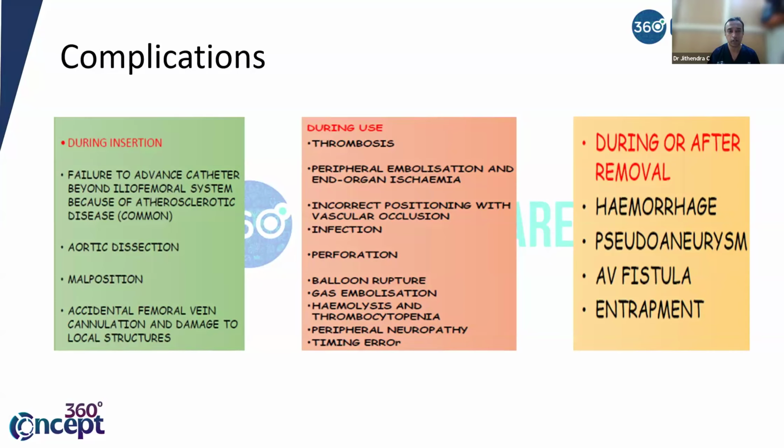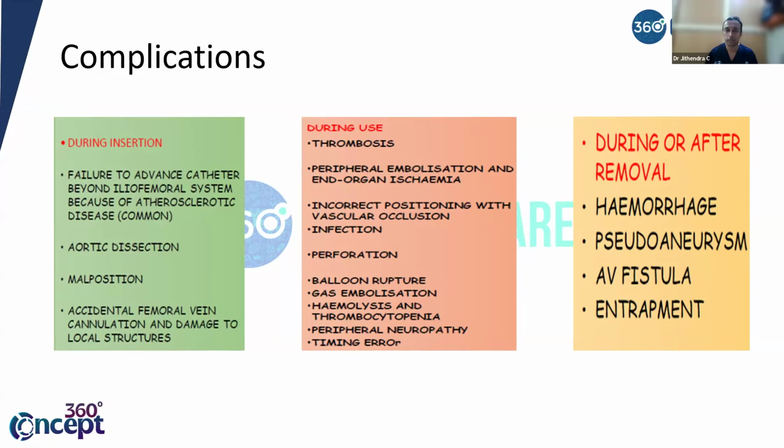Sometimes if you injure the aorta, it can cause aortic dissection. Malposition, I have told you, very, very important, can lead to it. Malposition can happen anytime. Okay, during insertion or during use also it can happen. So you should be very, very careful. You can tell that in both the cases. Axial femoral vein cannulation can also happen when you are not sure about the structure.